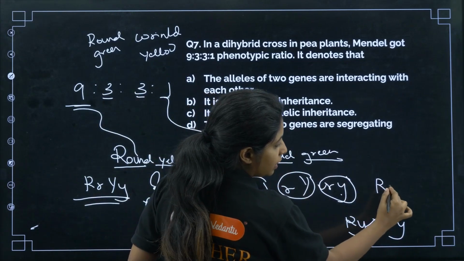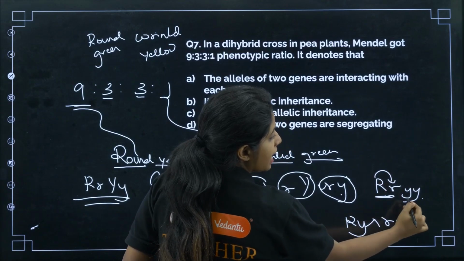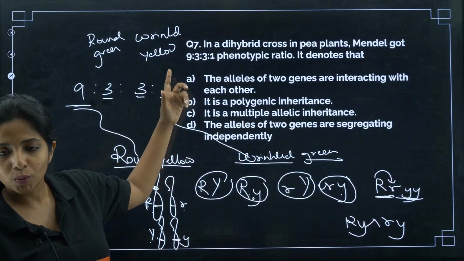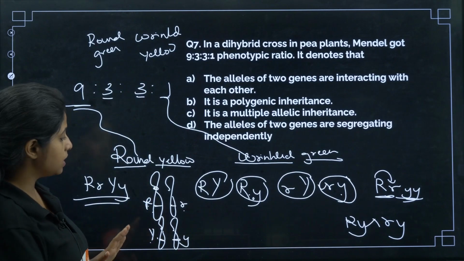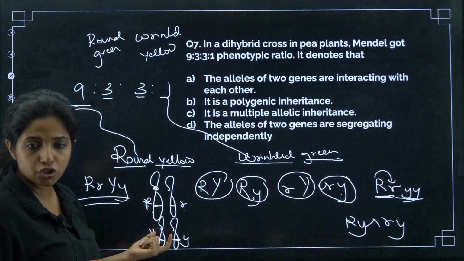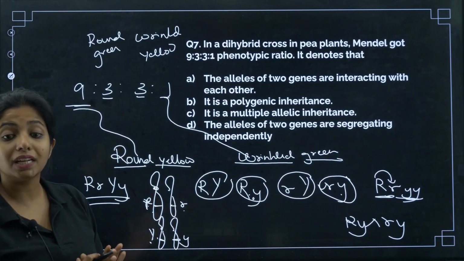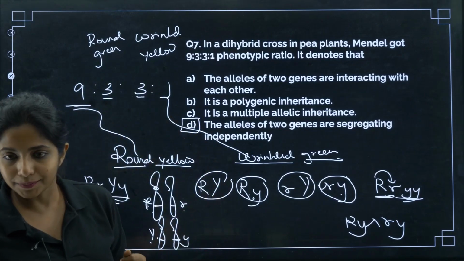Then what do you get? Capital R small r and small y. That means it is talking about round and yellow. Sorry, round and green. That is a new combination. Why did it happen? Because these are the alleles of one gene, and these are the alleles of another gene. Alleles of two genes are segregating independently, they are separating independently. So your answer becomes this.